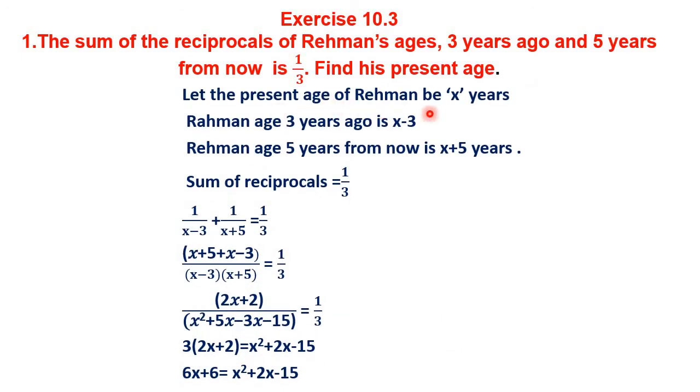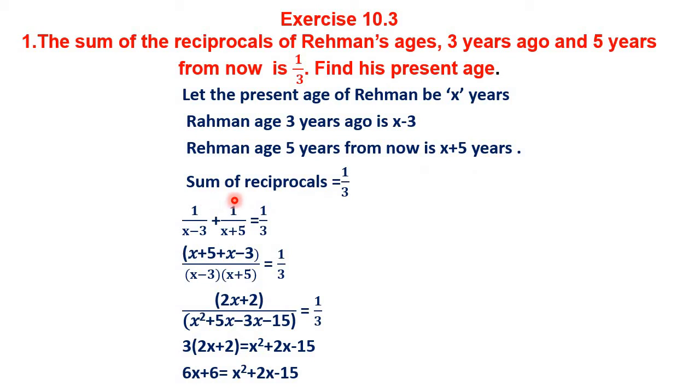So let the present age of Rahman be x years. We don't know the present age, let it be x years. Rahman's age 3 years ago is x minus 3. Next, Rahman's age 5 years from now is x plus 5, so we have to take addition, x plus 5 years.